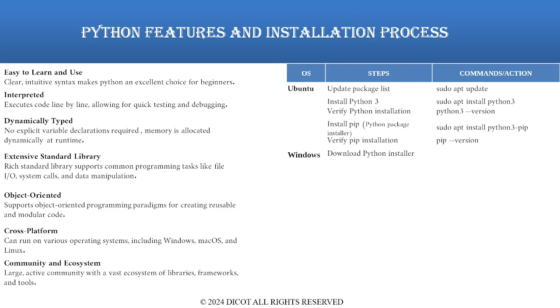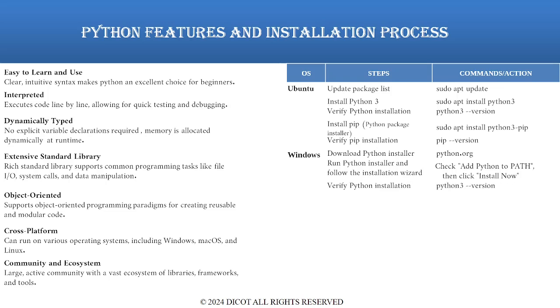To install Python and PyCharm on Windows, use the following steps. Download the Python installer from the URL python.org. Run the Python installer and follow the installation wizard. Check Add Python to PATH. Then click Install Now. Verify the Python installation on the command prompt using the command python --version. Verify the pip installation on the command prompt using the command pip --version.